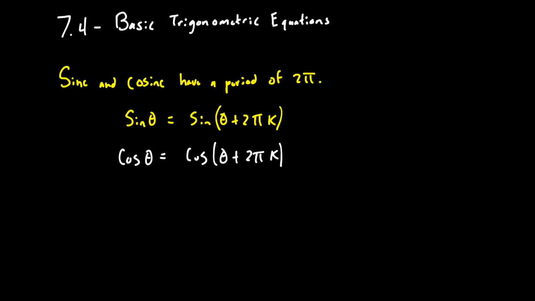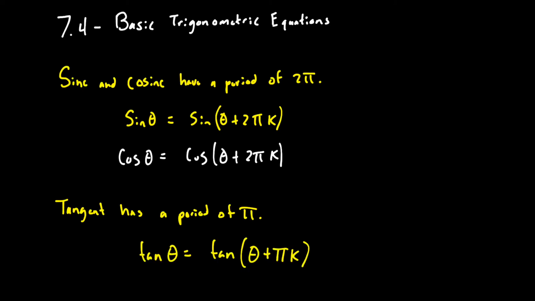Now, tan has a period of pi, which means that the values of tan repeat themselves after every multiple of pi. Now, this fact is going to help us find all solutions to a trigonometric equation. And the way we're going to do this is we're going to find one particular solution. Then, since our trig functions are periodic, we'll get an infinite number of different solutions depending on the period. Let's go ahead and look at an example of this.